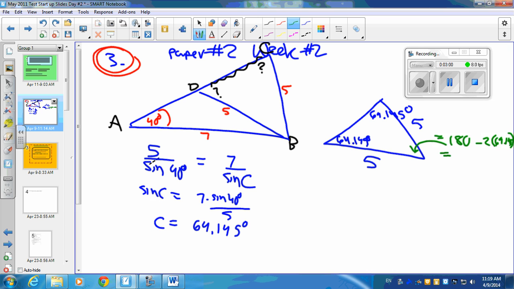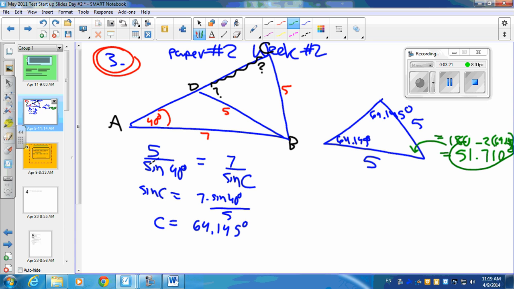51.7. Give me 3 decimals. It's just 64.145 times 2 is 128.5. Okay, so this is going to be 51.710. Is that right? Okay. So there's your angle here.